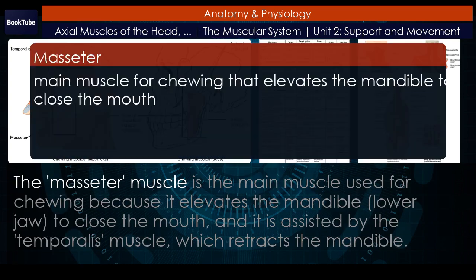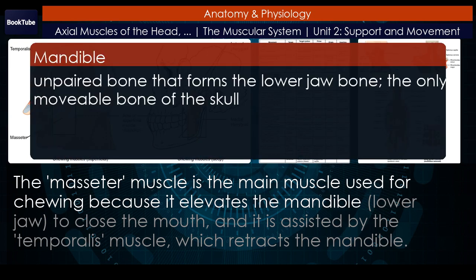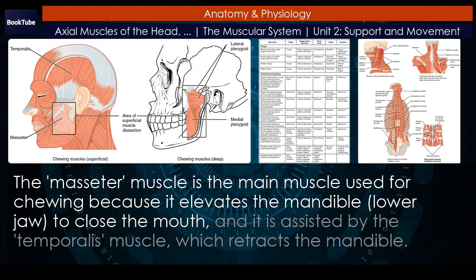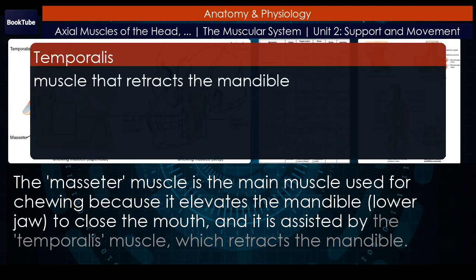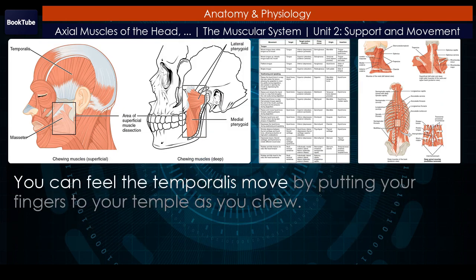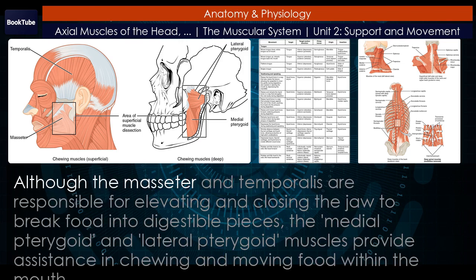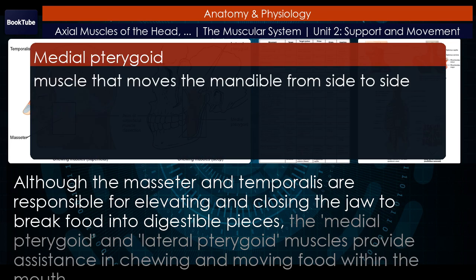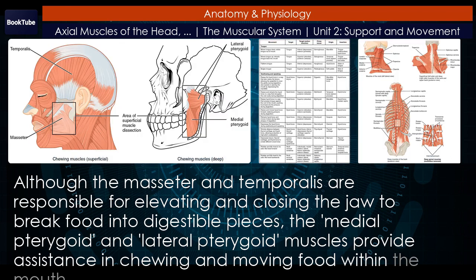The masseter muscle is the main muscle used for chewing because it elevates the mandible, lower jaw, to close the mouth, and it is assisted by the temporalis muscle, which retracts the mandible. You can feel the temporalis move by putting your fingers to your temple as you chew. Although the masseter and temporalis are responsible for elevating and closing the jaw to break food into digestible pieces, the medial pterygoid and lateral pterygoid muscles provide assistance in chewing and moving food within the mouth.